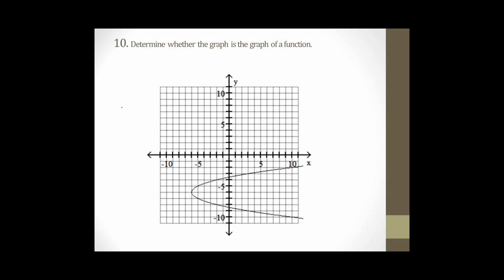So when you're given a graph to see if it's a function, you want to use the vertical line test. Basically, you want to see if no matter where you draw a vertical line, you would only cross the graph one time. If you ever cross the graph more than once on that vertical line, it does not pass the vertical line test and it is not a function.